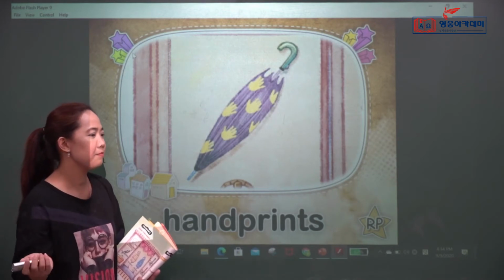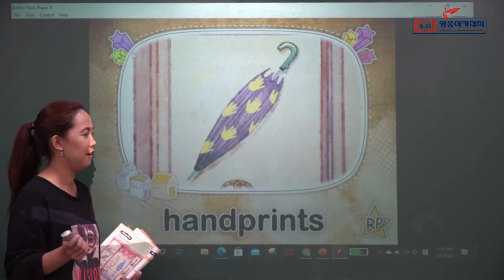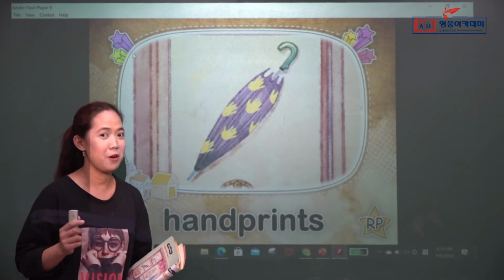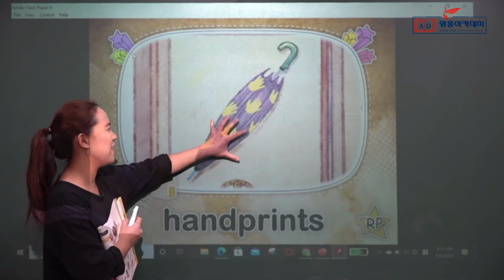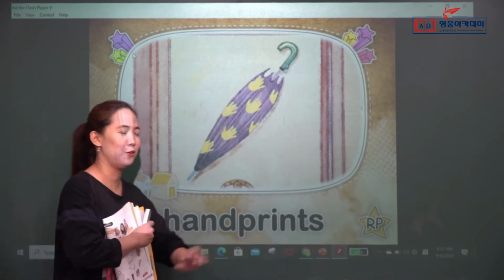Listen again. Handprints. Now your turn after the computer. Handprints. Again, guys. Handprints. All right. Because it is the shape of a hand. So we say handprints. Okay?